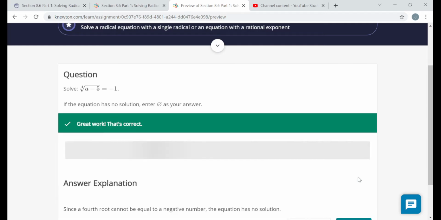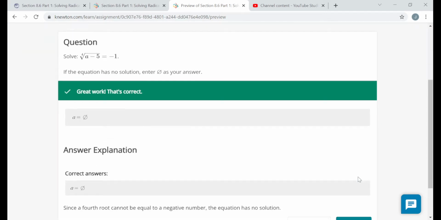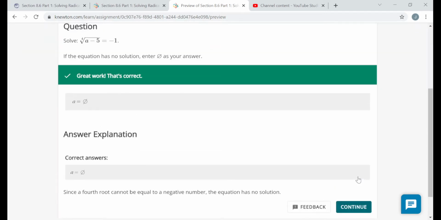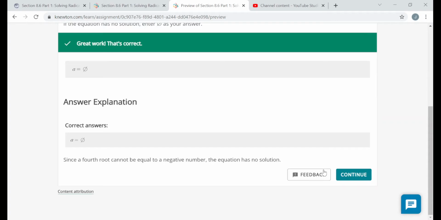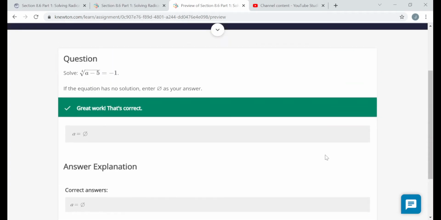Now, odd roots are easier. You saw with the cube root earlier. Odd roots can be positive. Odd roots can be negative. It's the even roots that are a little trickier, as you've seen throughout our lessons on roots and radicals.